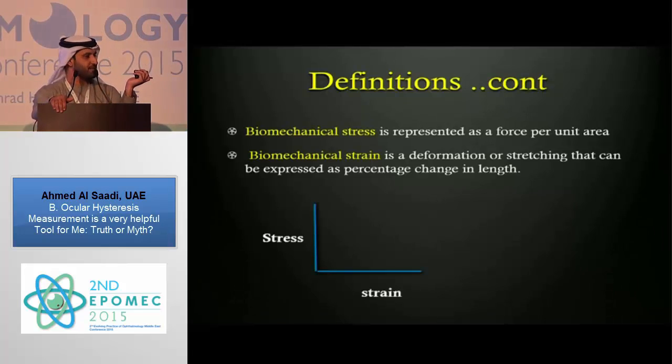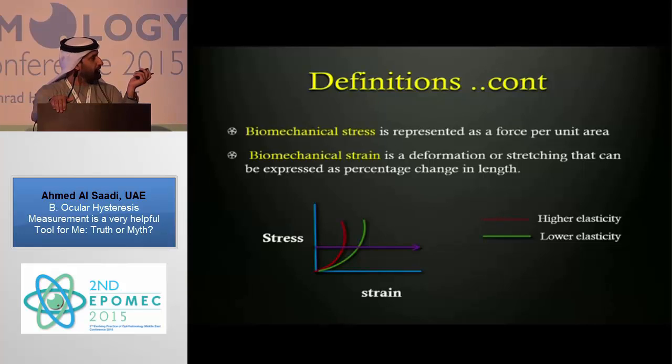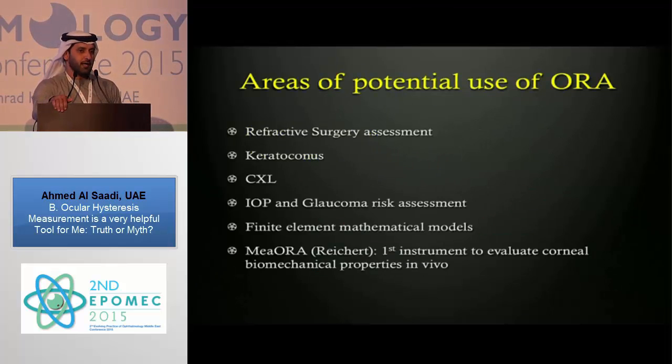We have stress, we have strain, and we are applying the stress on two materials. One is highly elastic, and we can see that when you stress a higher elasticity material, it will deform less. If it's low elasticity, it will deform more, to the contrary of what we might understand. So where are we using the so-called ORA, or ocular response analyzer? Generally, it's used in refractive surgery, assessment of keratoconus, corneal cross-linking and its effect, and IOP, and I think it was created for our glaucoma colleagues.